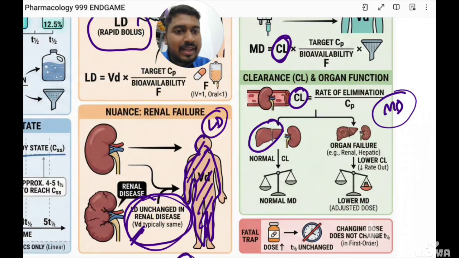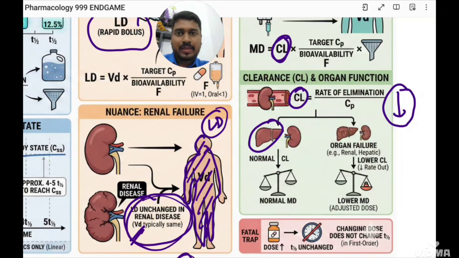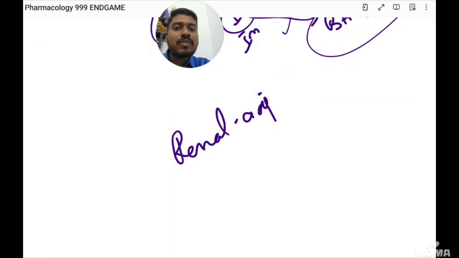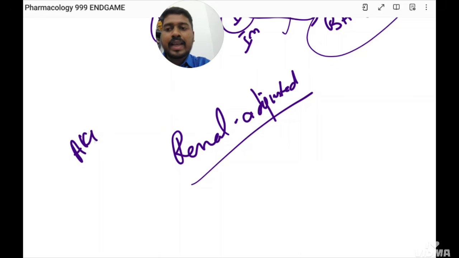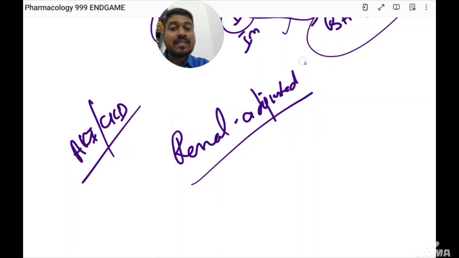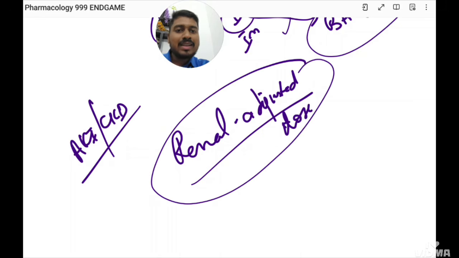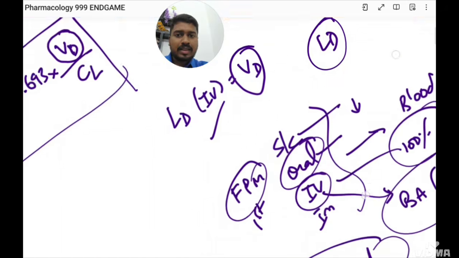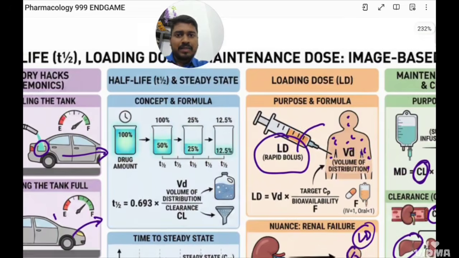So in hepatic failure or in renal failure, where there is decreased clearance, what happens to maintenance dose? Maintenance dose should decrease. Got my point? This is known as renal adjusted dose. You might have seen this during your internship, in kidney failure patients, AKI or CKD, we give something known as renal adjusted dose, which means the maintenance capacity of the kidney is lost. It can't excrete that much drug, so we decrease the amount of drug, but loading dose remains unchanged. Okay, so let's solve the questions. I hope everything is clear by now.